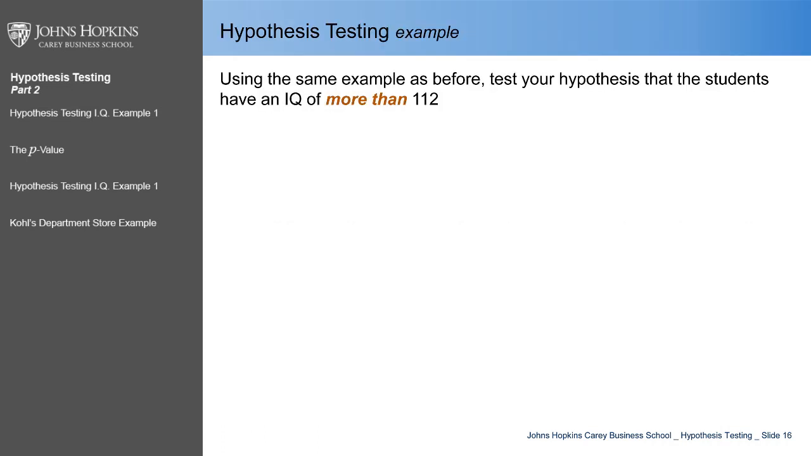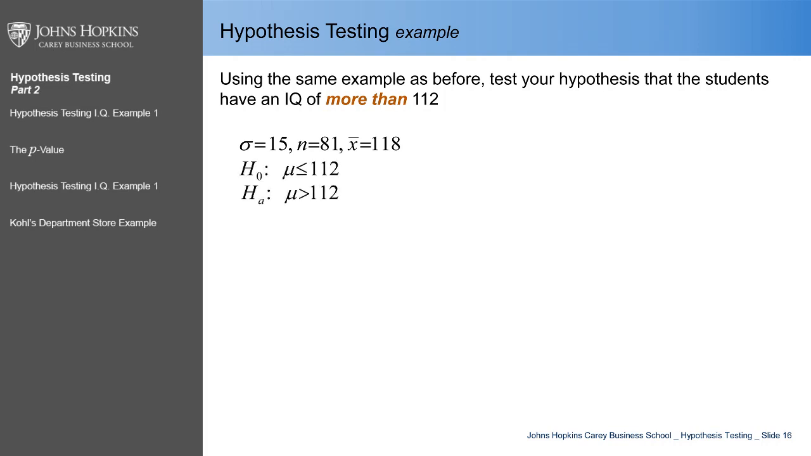Let's state it another way. What if our wording was, using the same example, that we want to test the hypothesis that the IQ is more than 112? Everything else is going to stay the same. We're going to use the same population standard deviation, same sample size, same sample mean.